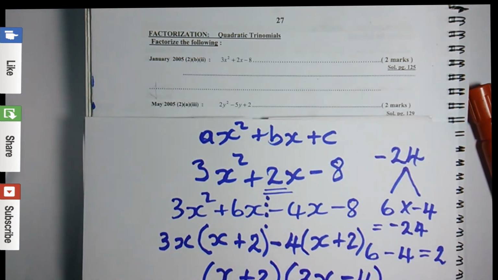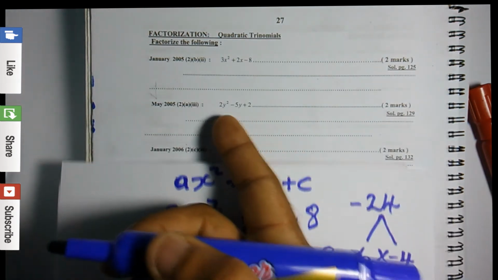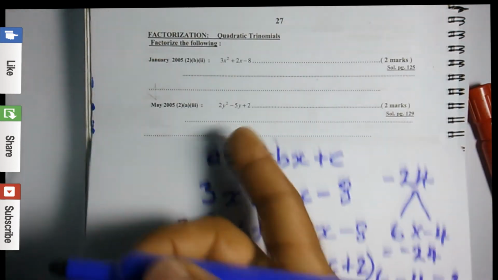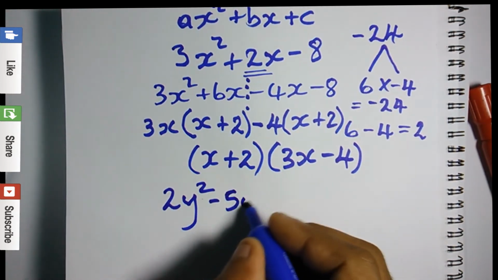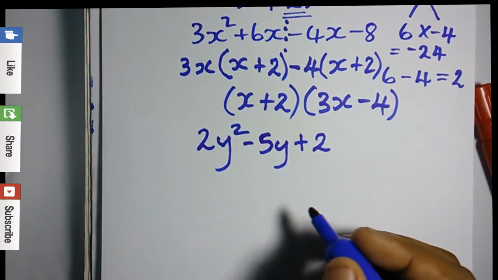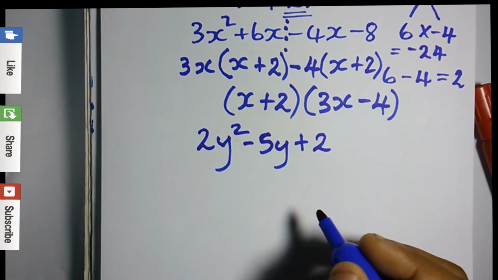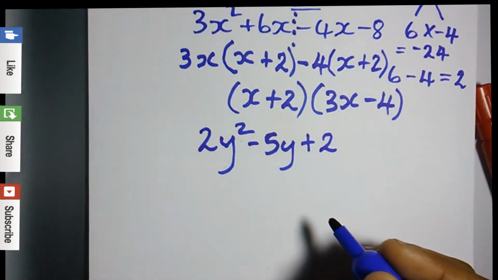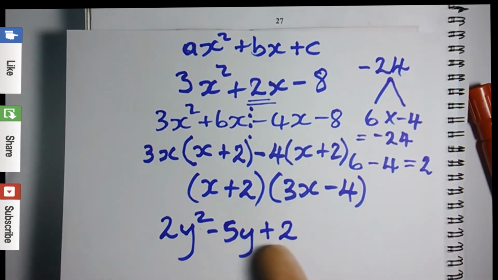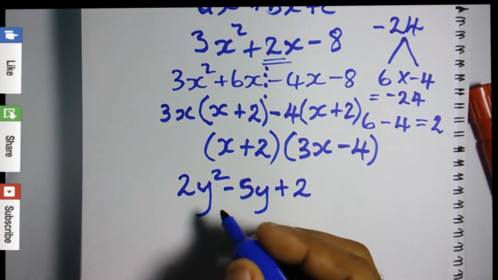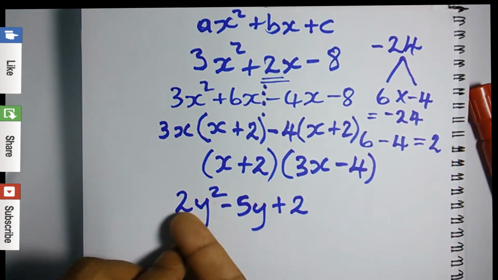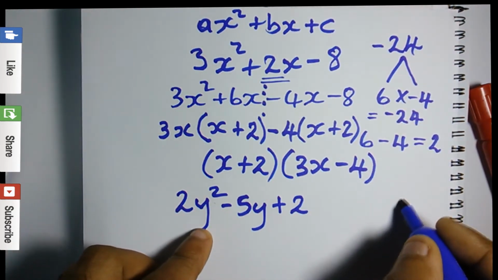Okay, so that's one question. We're going to look at another. We have 2y squared minus 5y plus 2. So this is another quadratic expression. Remember, this quadratic expression is written in the form of ax squared plus bx plus c, and we're solving it by the method of factorization. So remember, I'm going to use the AC method. a times c. In this case, it's 2 times 2. 2 times 2 will give us 4.